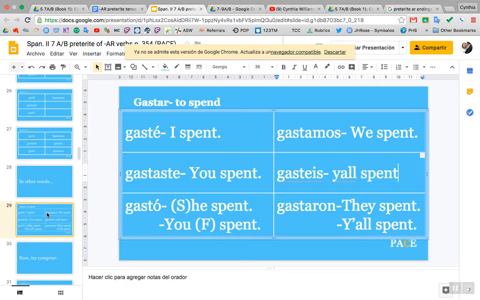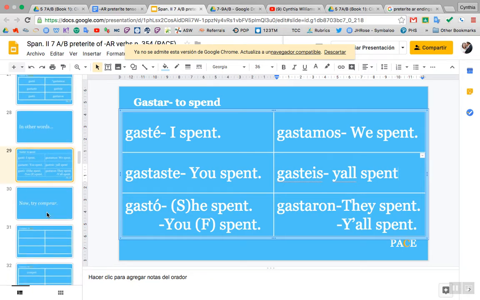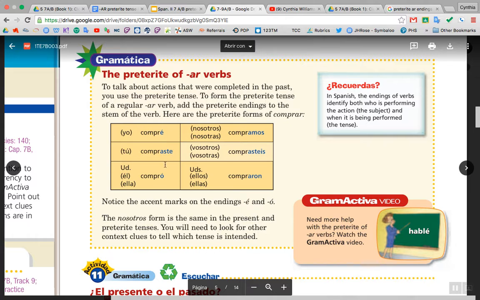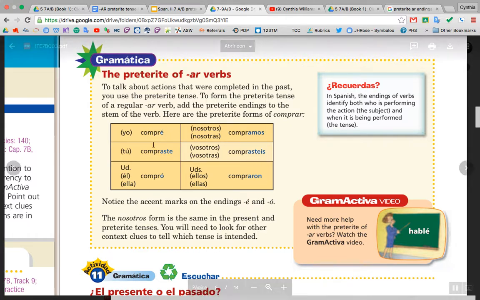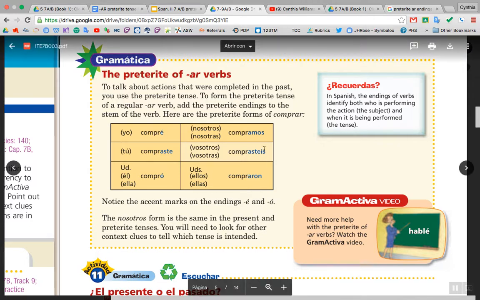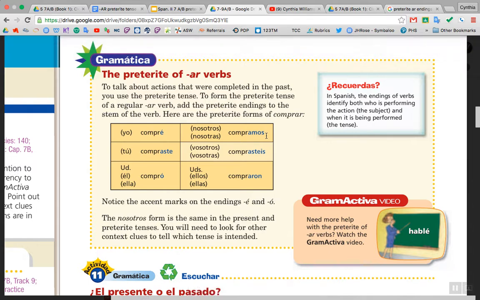So we're just writing in the past tense, and we've got 6 new verb endings to learn. Pretty simple, right? É, aste, ó, amos, asteis, and aron. Now when you look at the 6 of these, one should already be familiar. Amos. Amos doesn't change from present tense to past tense.